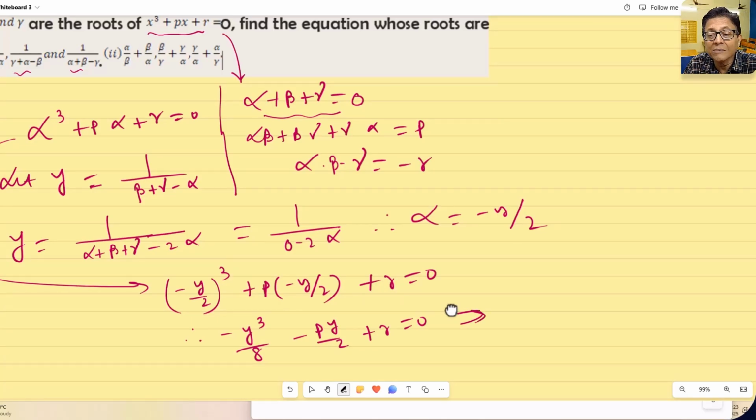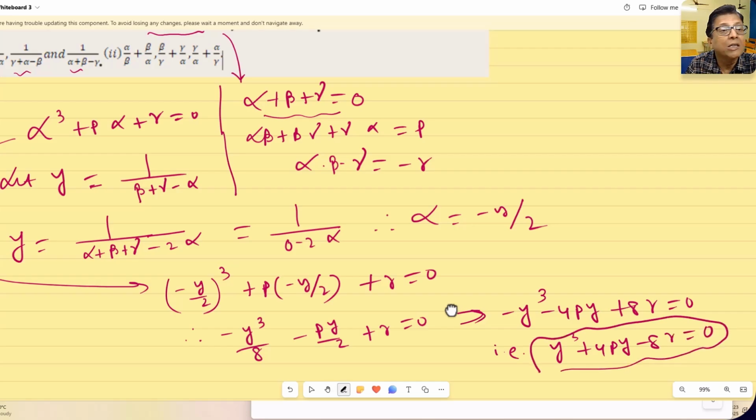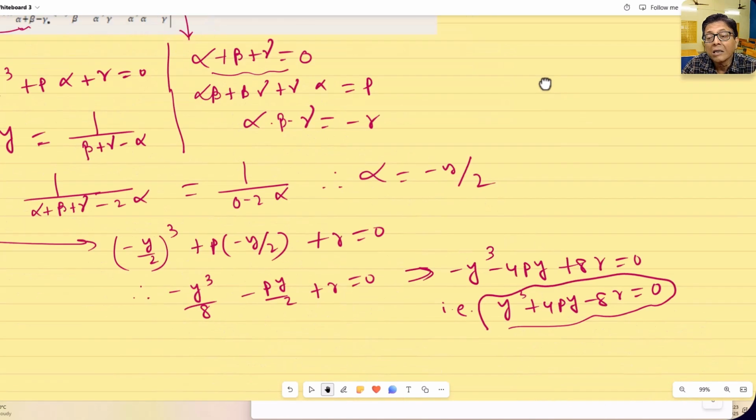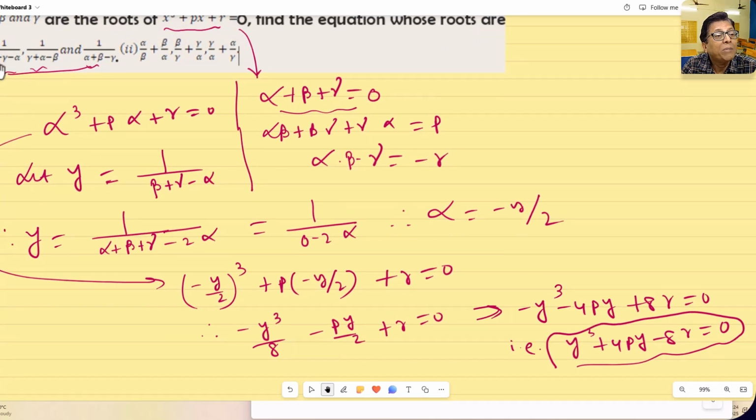This implies minus y cube minus 4py plus 8r equal to 0. That is, y cube plus 4py minus 8r equals 0. This equation has roots of this form. What are the roots? Alpha, beta, gamma are the roots of the given equation. Now this equation has roots of the form 1 by beta plus gamma minus alpha, 1 by gamma plus alpha minus beta, and 1 by alpha plus beta minus gamma.